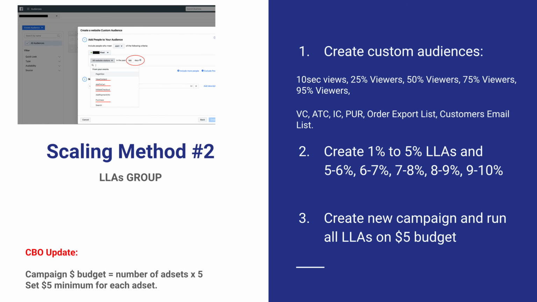So yeah, that's it. Make sure to test all the lookalike audiences you have and put them all in one CBO campaign. Then after they start spending, make sure to kill the bad ones and filter every bad ad set so you can have a profitable CBO campaign, and scale it.